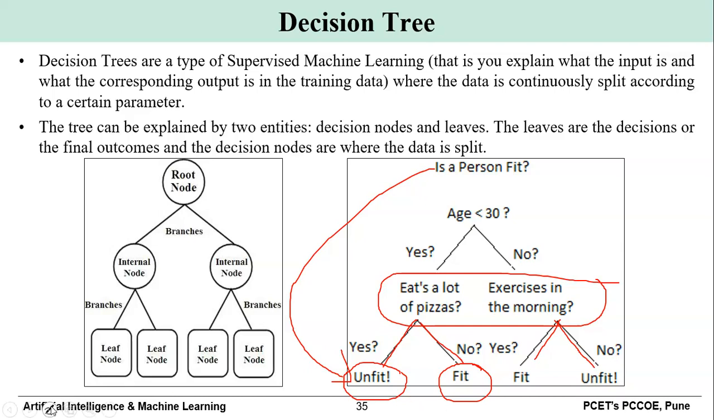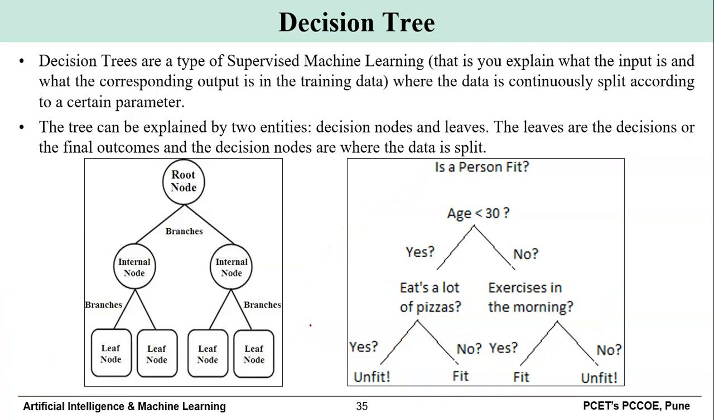But in this particular example, you may say, sir, my age is below 30, I also eat a lot of pizza, but I'm perfectly fit. You may claim that, right? So that possibility is there. So the question is on which basis we should make branches, because there should be some valuable data based on which we make branches to decide whether that person is fit or unfit, and that mathematics we will try to understand in this particular lecture.